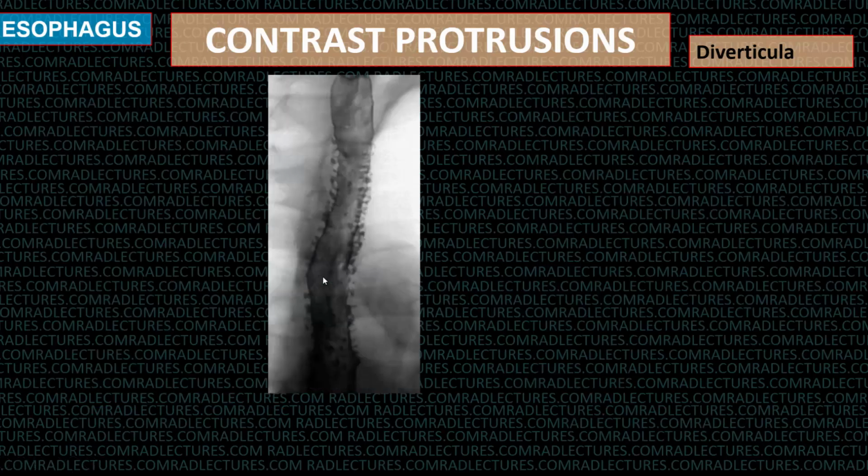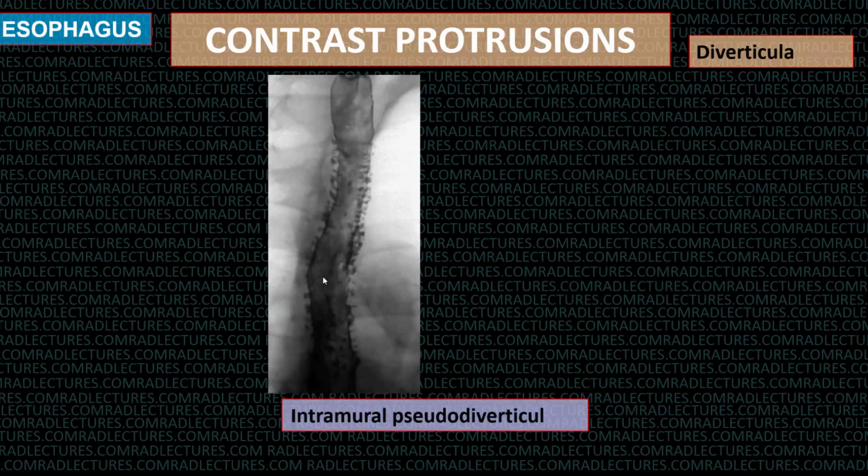Next is the pseudodiverticula, or intramural pseudodiverticulosis, which appears as tiny outpouchings which may or may not communicate with the wall. And actually these are not diverticula, they're called pseudodiverticula because they have collections of barium in the distended submucous glands of the esophagus. So that is intramural pseudodiverticulosis.